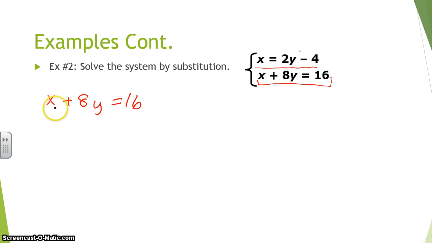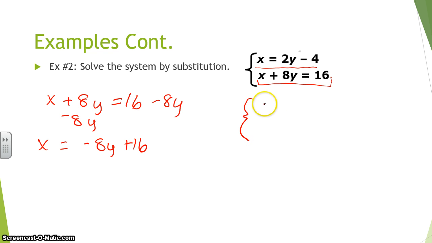So I want x to be all by itself, so I'm going to subtract 8y to both sides. So we have x equals, the way I'm going to set this up is going to be in the same format of this 2y minus 4, but I'll just put negative 8y plus 16. So I've solved for my variable. I have x equals 2y minus 4 and x equals negative 8y plus 16.